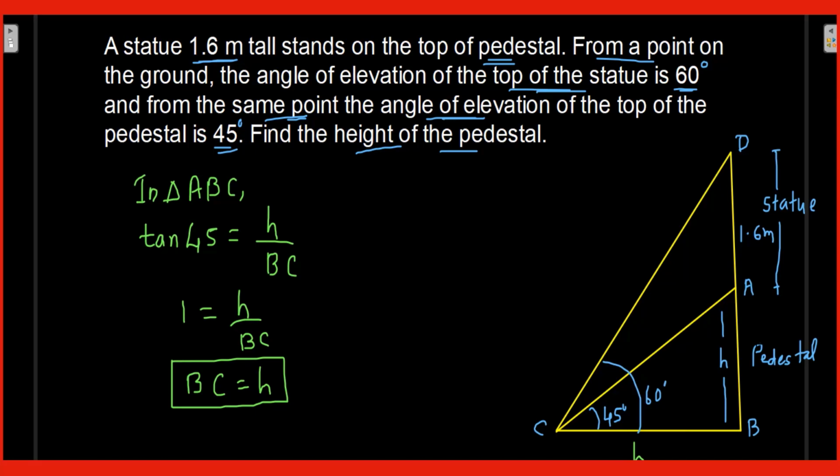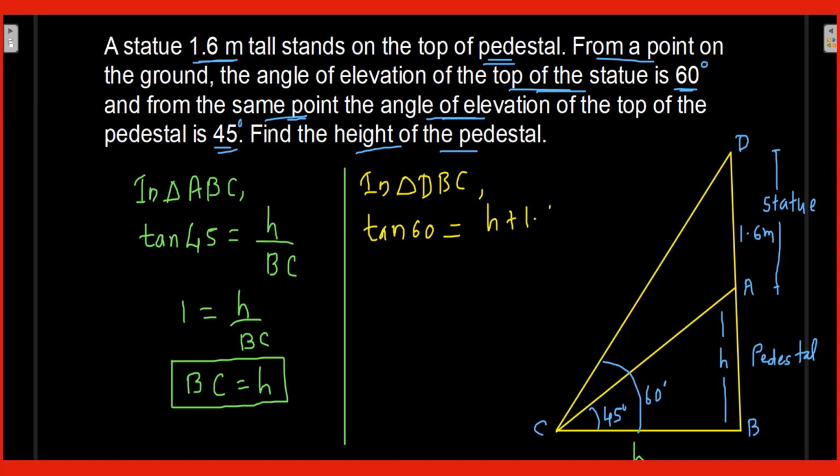Now we will take the other triangle DBC. I solve the rest of the part here. So in triangle DBC, we have tan 60 is equal to opposite upon adjacent. So tan 60 is equal to the opposite side BD, and this BD, this total distance, will be what? H plus 1.6. So it will be H plus 1.6 upon BC. BC is what? Now we have got BC as H, so put that value H. Now tan 60 is root 3, put the value of tan 60, that is root 3, which is equal to H plus 1.6 upon H.